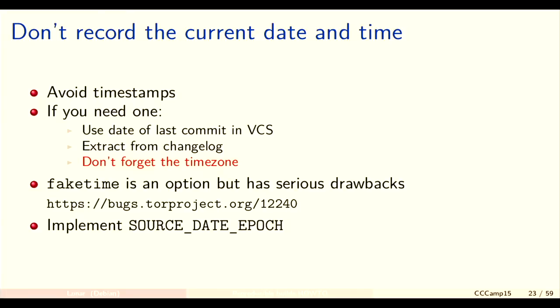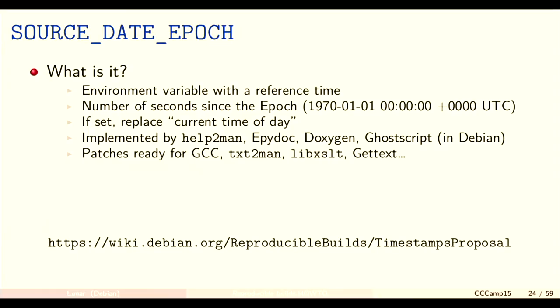It's called SOURCE_DATE_EPOCH. So what is it? It's an environment variable. It's a new standard, quote unquote, that was initially driven by Ximin Luo and Daniel Kahn Gillmor. And we are trying to push it as part of the Debian reproducible builds effort. And so it's a new environment variable that can be set with a reference time. The value is in the epoch format, so the number of seconds since January 1st, 1970, midnight UTC.